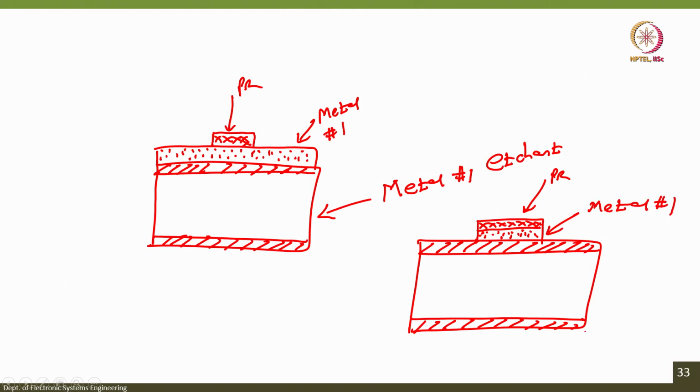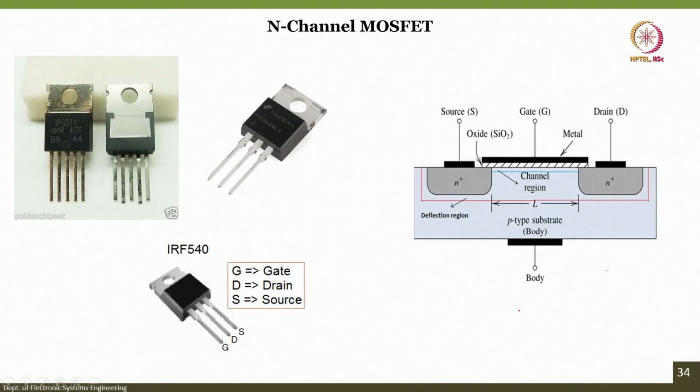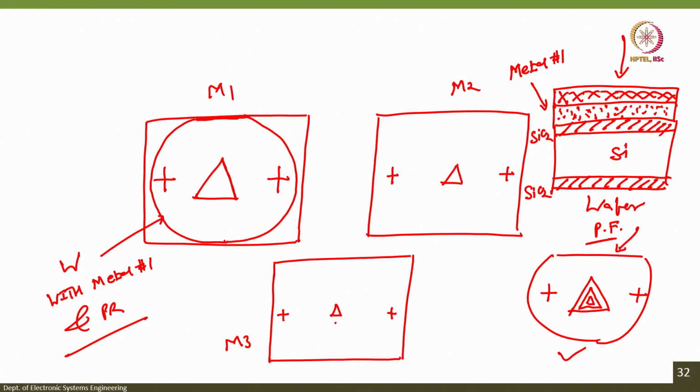Correct. And then I will strip off the photoresist by dipping this wafer in acetone. So, when I do that, what will I have? I will have my wafer with the alignment mark and metal in the center. This is my first mask, correct.